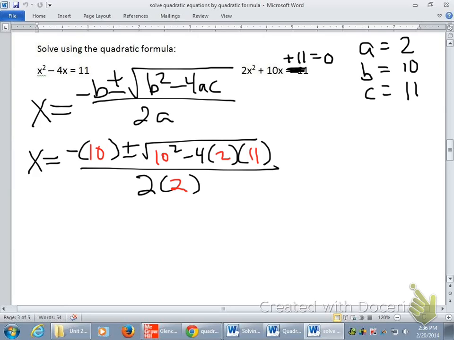Again, I can't emphasize enough. Know the formula, write it down. Know the substitution, write it down. From there on out, it really depends on your skill level and how comfortable you are with your simplifying. Opposite of b, or negative 10, plus or minus the square root of, let's see if we can do this all together. 10 squared is 100. Minus 4 times 2 times 11, so that's minus 88. So I got 100 minus 88, which is 12.